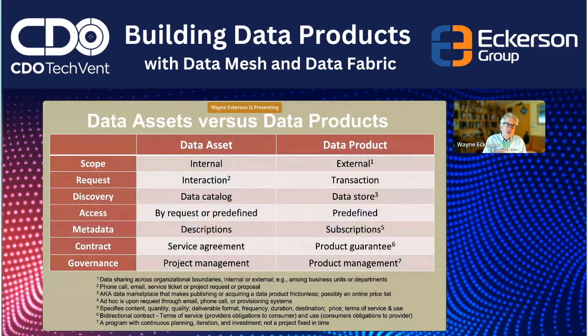So getting back to our original premise, I do think there is a difference, a subtle but fundamental difference between a data asset and a data product. And we've kind of covered a lot of this. From a scope perspective, I think data assets are generated for internal consumption, whereas a data product is generated for external consumption. And by external, I don't always mean by consumption by people outside the company. By external, I mean data sharing across organizational boundaries, whether those are internal or external.